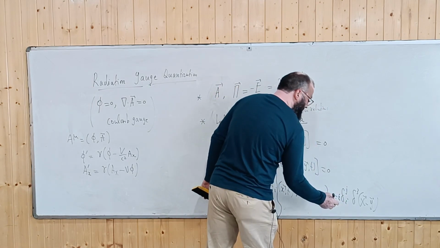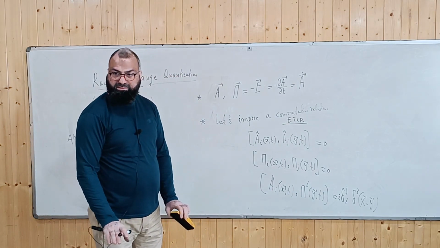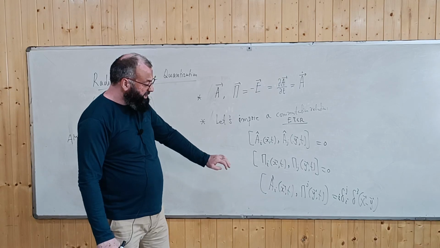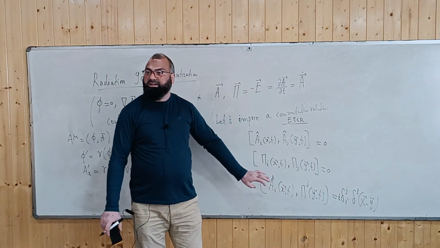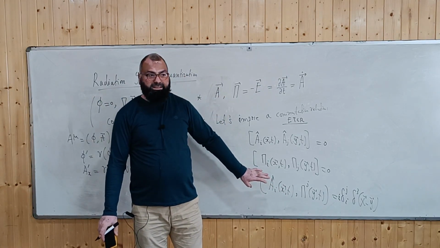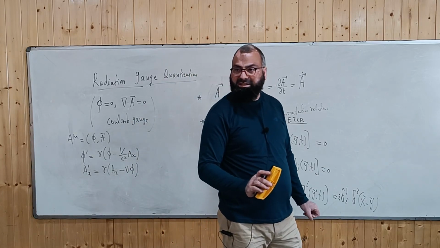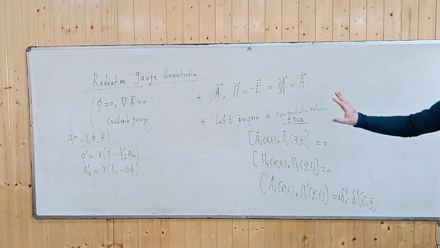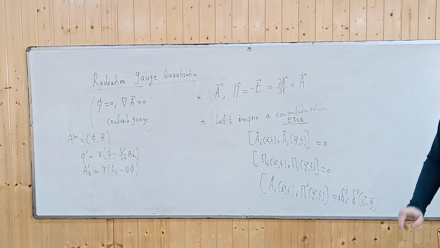Can you tell me why? It is i h cross. The i has to be there. So let's check whether this is correct or not. These are the quantization conditions. We need to check whether they are consistent with the gauge condition. This is the first check.